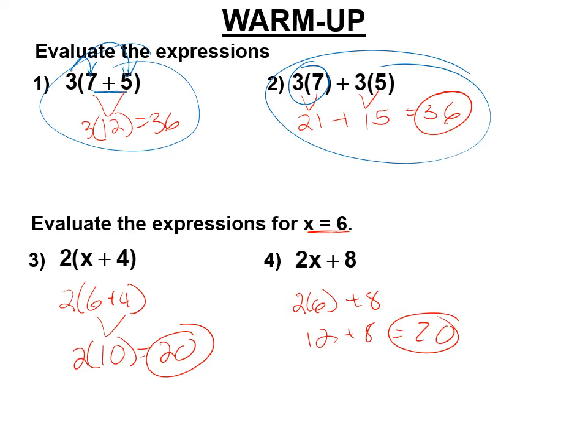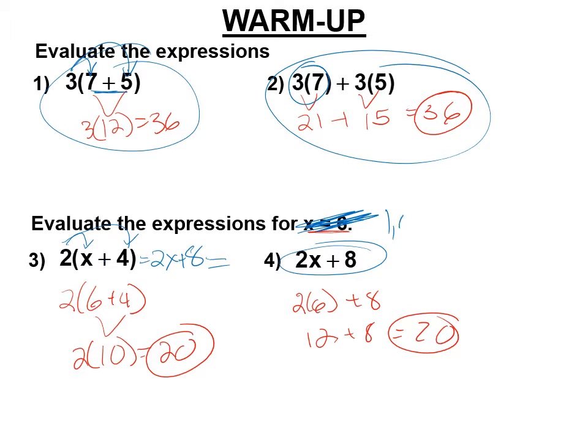Where it's helpful is when you have variables, because it turns out that 2 times x plus 4, it doesn't matter what x equals. 2 times x plus 4 will always equal 2x plus 8. And the reason is because 2 times x is 2x. There's a plus there, you put a plus. And 2 times positive 4 is positive 8. And they will be equal for any value of x.